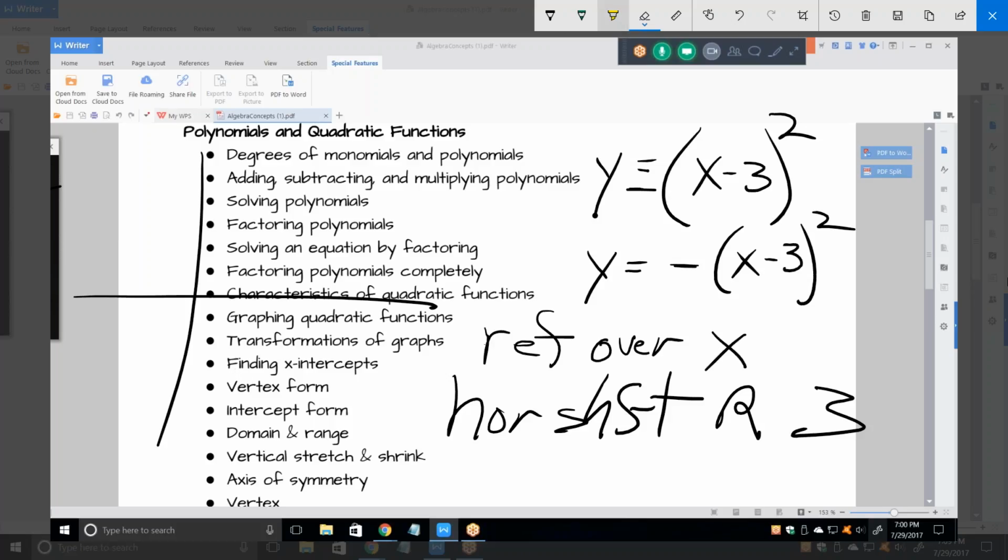Well, the best way to graph these is to graph the parent function first. So what does the parent function look like? Y equals x squared. What does that look like? What's it called? Where's the vertex? I'm pretty sure it's at 0, 0. That's the vertex, and it's a parabola. So that's the graph of y equals x squared.